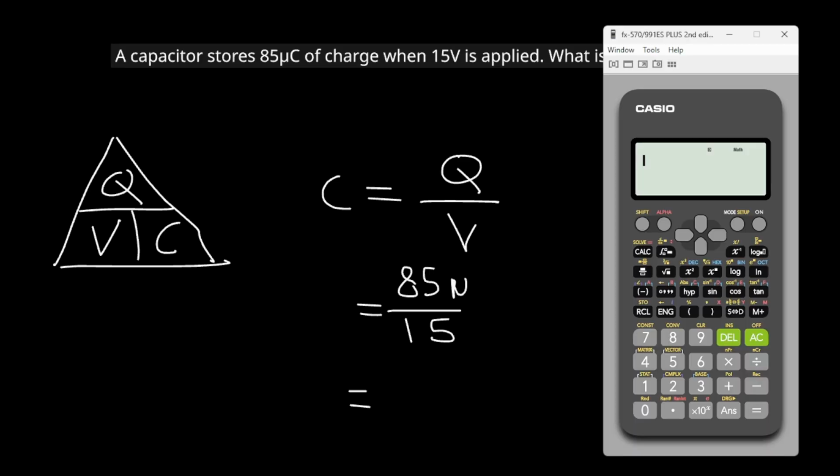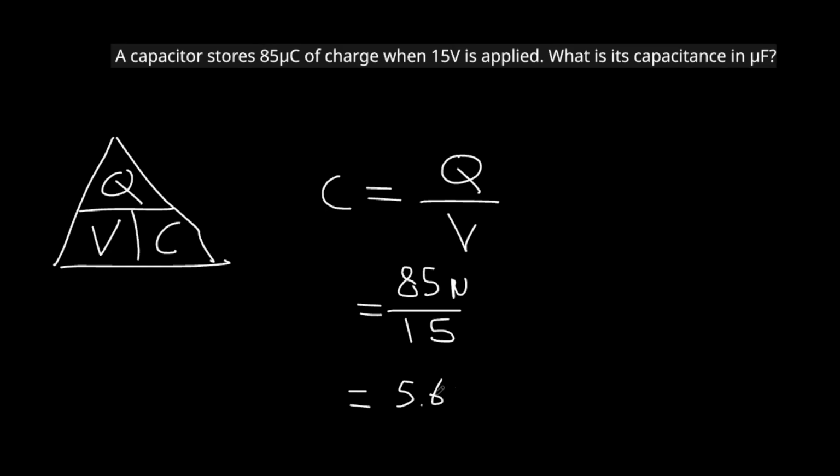So let's get the calculator out. 85 divided by 15, and the answer is 5.67 microfarads. F is always capital. Now, let's say the question said you want to find its capacitance in farads instead of this.